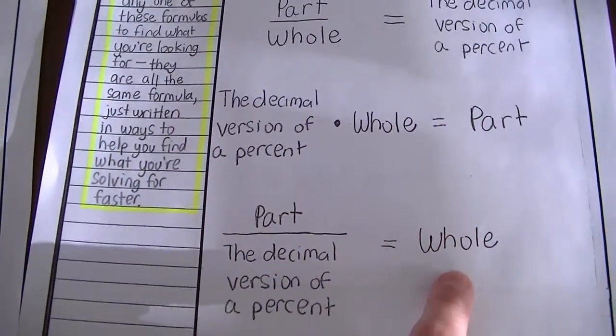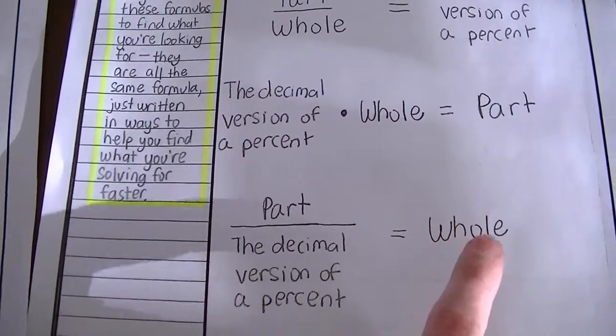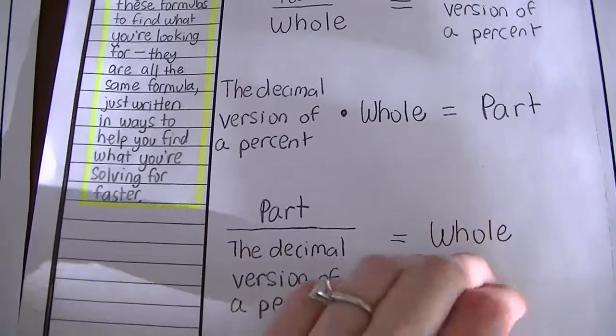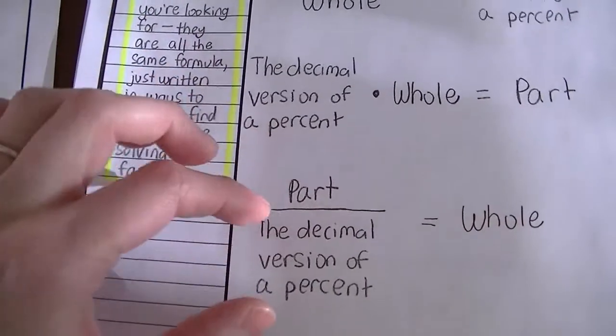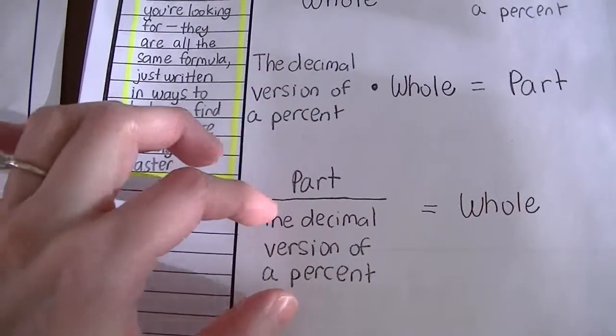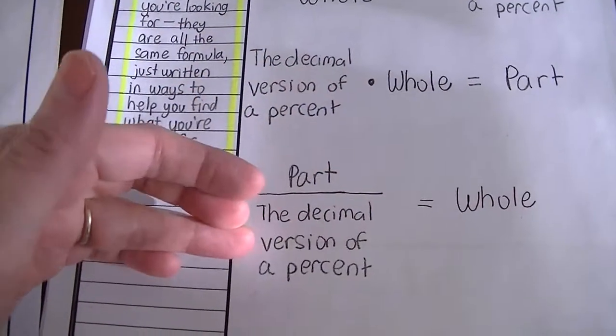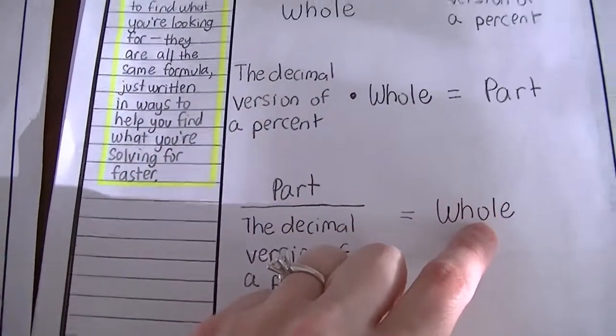The third equation is where the story problem would be asking you for a whole. Within the given context of the problem, it would probably give you the part, and it would give you the percentage, which you could convert to the decimal version of the percent. You'd go part divided by the decimal version of the percent, and that would give you the whole.